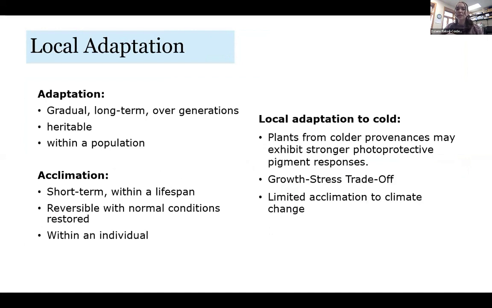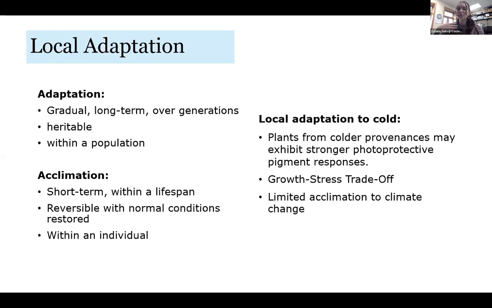For a bit of background, you can think of adaptation as what is long-term, what is gradual. And what we know about rhododendron and many plants is that they often are adapted to the cold in different ways, such as different photosynthetic rates, having different morphology adapted to the cold. So that is inherited within a population. And acclimation is what we would expect if they were moved to a new environment.